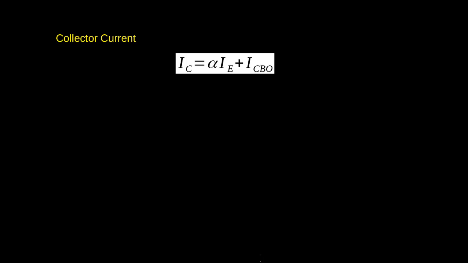Suppose IE is equal to 0. What happens? The emitter circuit is open, not connected to any junction, so the emitter is broken. Then still a small current flows in the collector circuit.